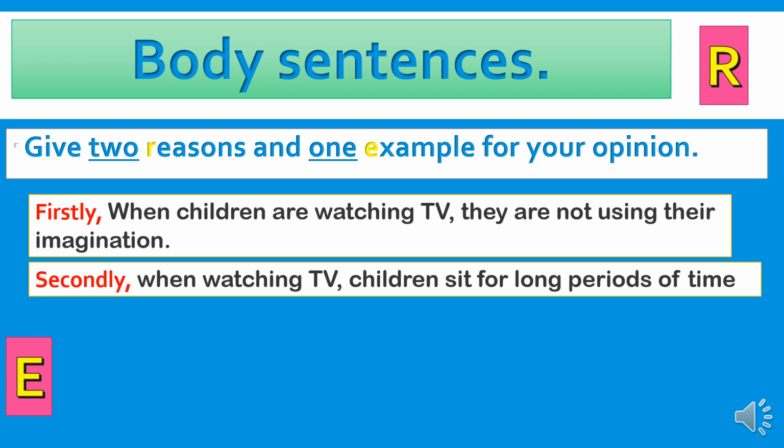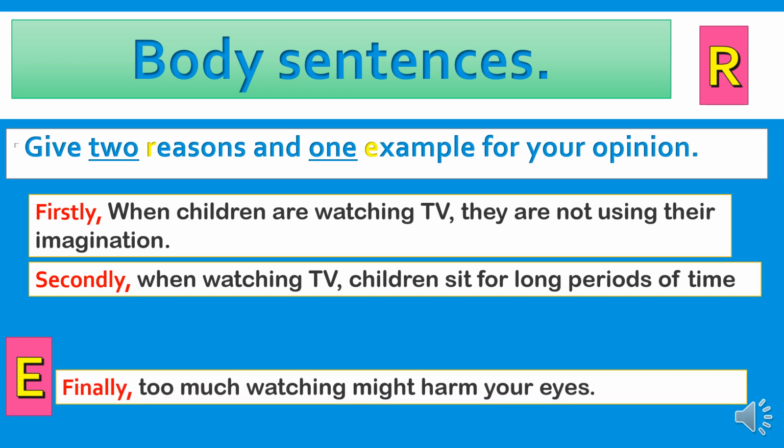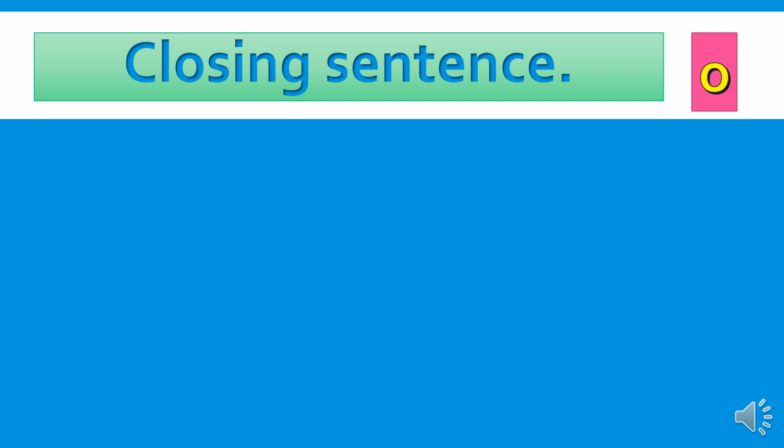Secondly, when watching TV, children sit for long periods of time. So now I wrote 2 reasons. Now I will give one example. Finally, too much watching might harm your eyes. So this is the body of our paragraph. Firstly, secondly, and finally. Finally, I wrote an example. Is it clear?